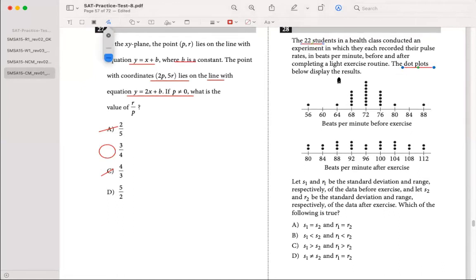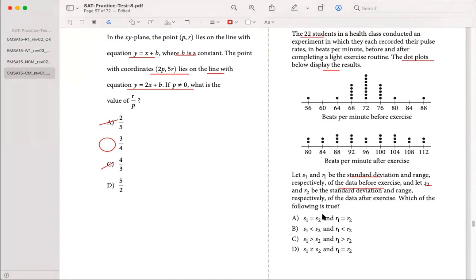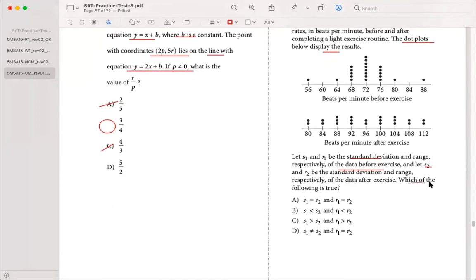Okay, the dot plots. Let S1 be the standard deviation, R the range, the data. Let's look at D, because that's what you guys are thinking it is. So which of the following must be true?